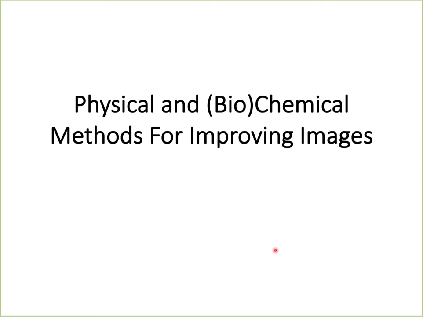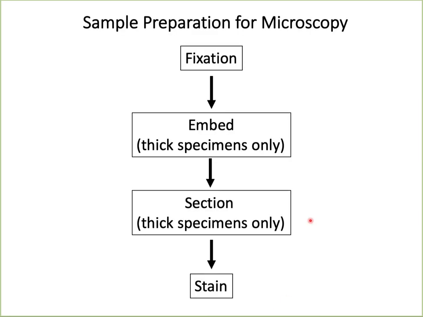So there are some optical methods to improve light microscopy, and what are some physical and biochemical methods? So now we need to look at the third challenge. How do you handle and prepare your samples before microscopy? Good sample preparation can actually improve simple light microscopy. Sample preparation occurs in 4 steps. The first is a fixation step. Second is embedding. Third is sectioning, and fourth is a staining step.